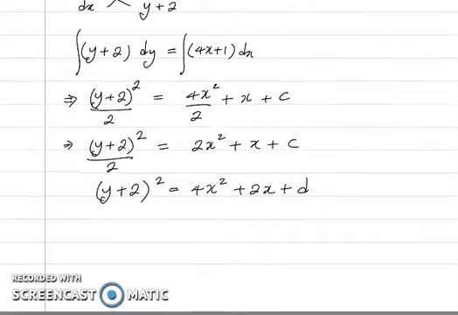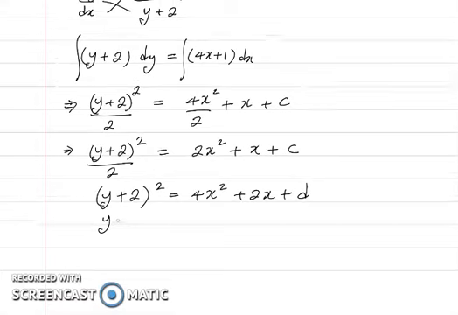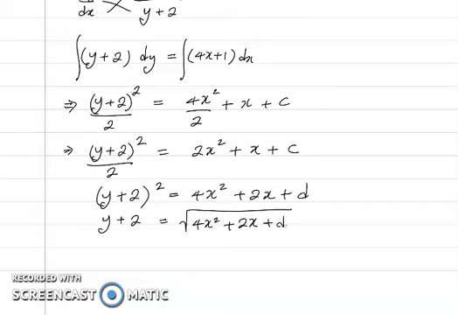Now, the opposite of square is square root. So I'm going to have y plus 2 is equal to the square root of 4x squared plus 2x plus d. And positive 2 goes over and becomes negative. And so I have y is equal to the square root of 4x squared plus 2x plus d, minus 2. All right, and so this is the solution of our first variable separable differential equation.